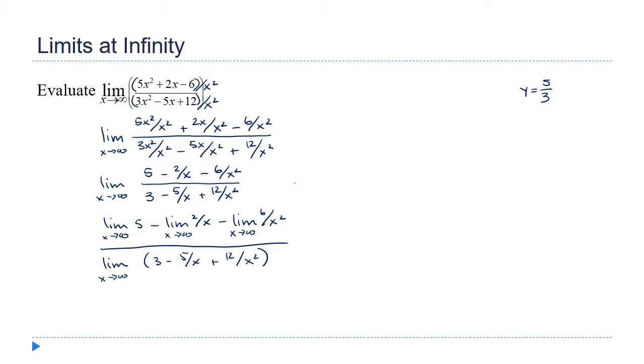So look what happens at the top. The limit as x approaches infinity of 5 is 5. The second limit is 0. The third limit is 0. All that's left in the numerator is 5. What happens in the denominator? Well, the exact same thing. The limit as x approaches infinity of 3 is 3. The limit of 5 over x is 0. The limit of 12 over x squared is 0. And look at that, we get the exact same thing that you got from your college algebra or pre-calc class.